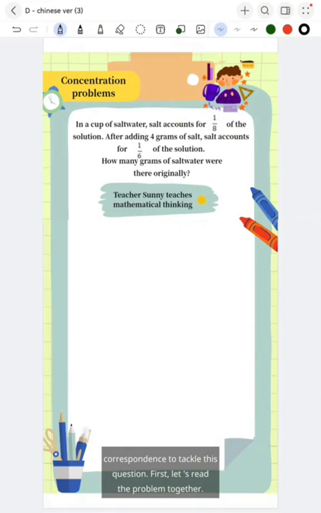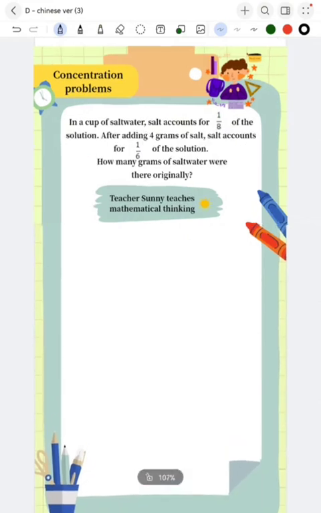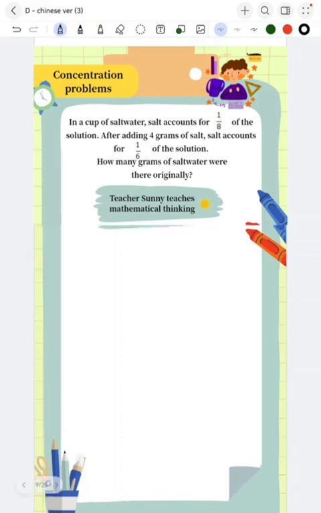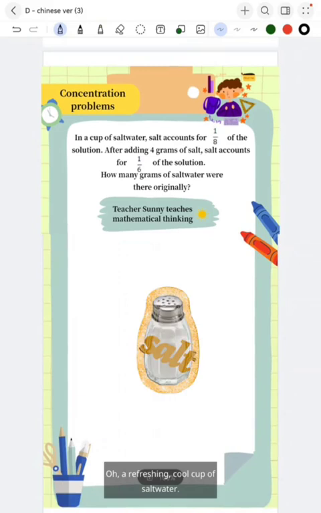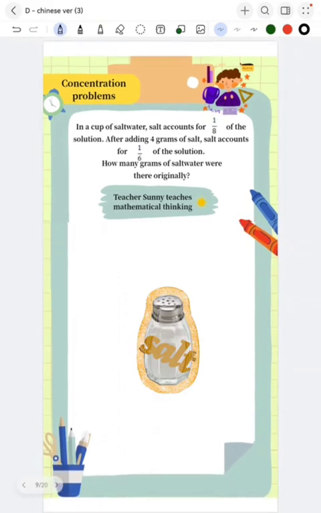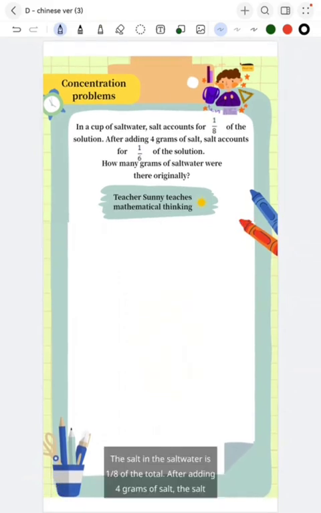First, let's read the problem together. Oh, a refreshing, cool cup of salt water. The salt in the salt water is 1/8 of the total. After adding 4 grams of salt, the salt becomes 1/6 of the salt water. The question is, how many grams of salt water were there originally? Alright, let's take a look.